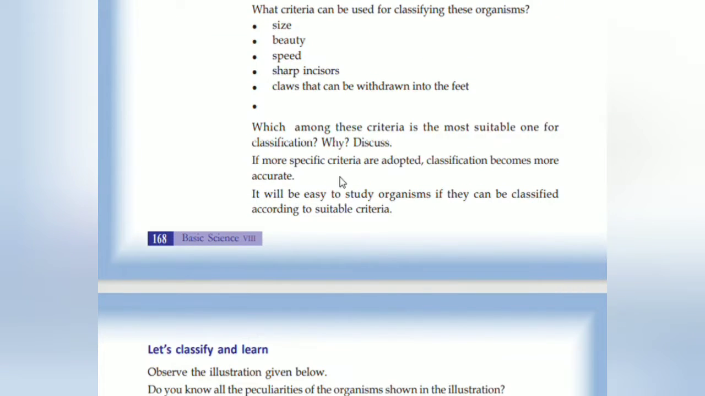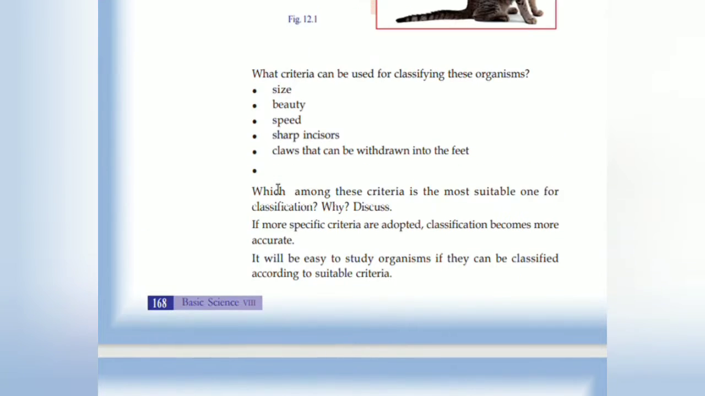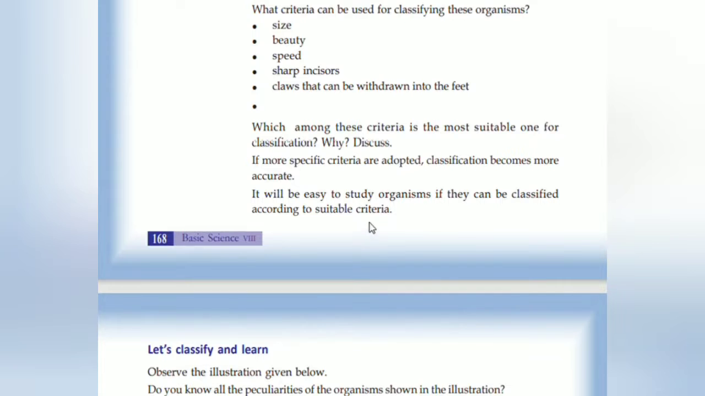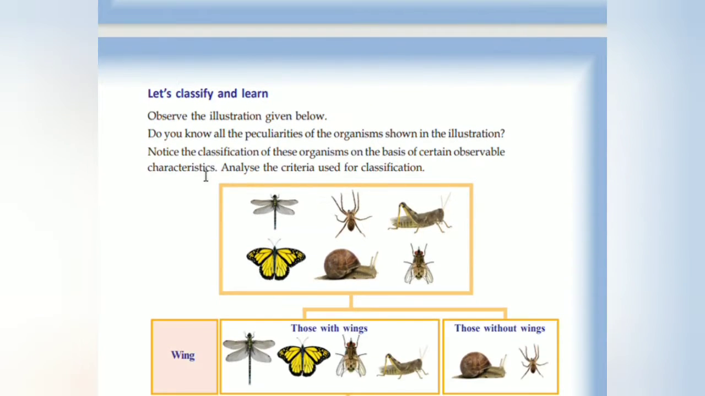If more specific criteria are adopted, classification becomes more accurate. An object's classification becomes more accurate when we consider many criteria. It will be easy to study organisms if they are classified according to suitable criteria.